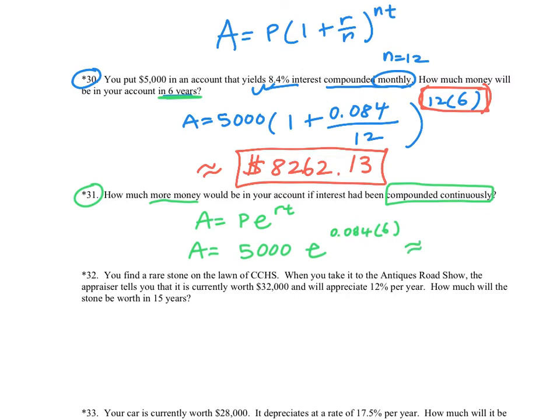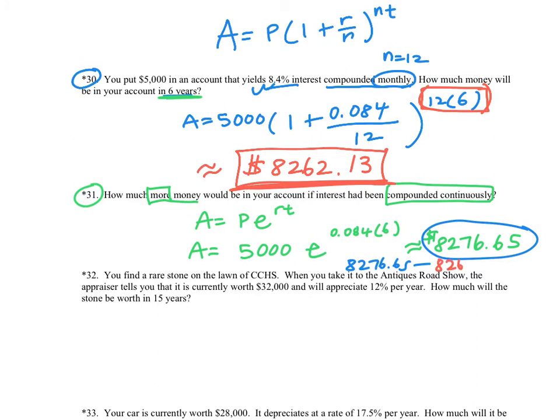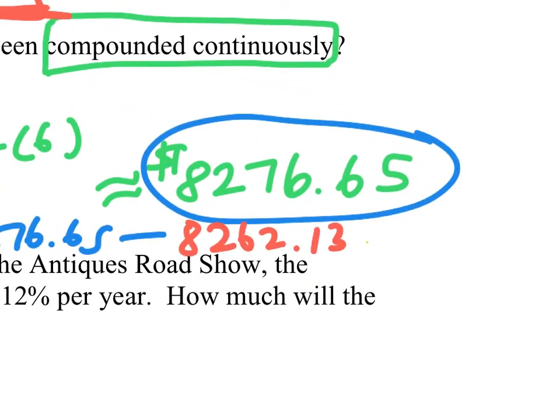When I plug that into my calculator, I get $8,276.65. But the question asked you how much more money would you have had if you had it compounded continuously. So we have to do this value, 8276.65 minus the other value that we found on number 30, 8262.13, giving me a final answer of $14.52. So I would have $14.52 more in the account if the interest had been compounded continuously.